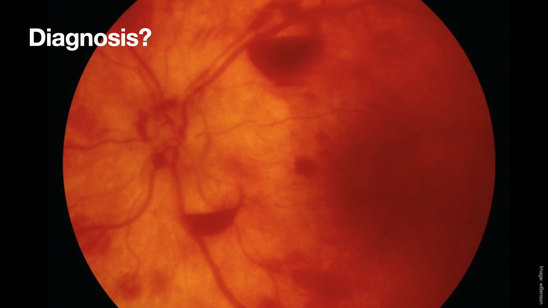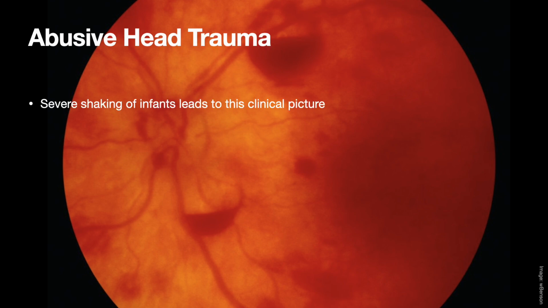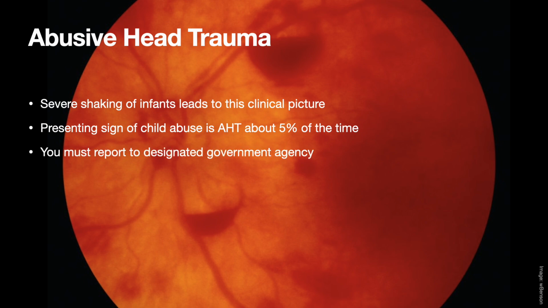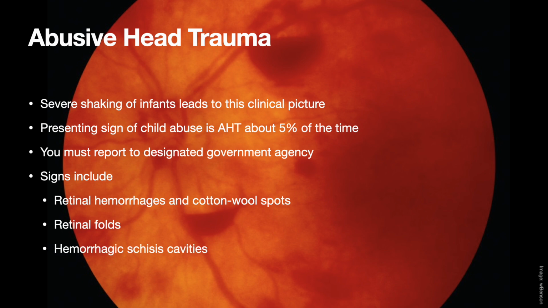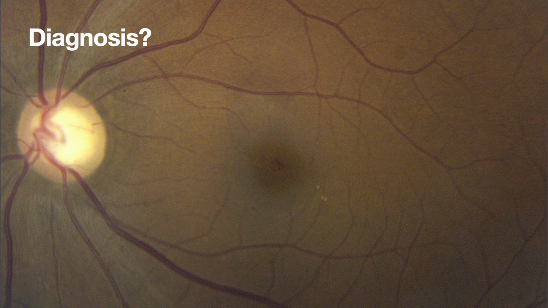Okay, what's your diagnosis here? Yeah. So this is abusive head trauma. Severe shaking of infants leads to this clinical picture. AHT is the presenting sign of child abuse about 5% of the time, so you may be the person who makes the diagnosis, and then you have to report to a government agency. Signs include retinal hemorrhages, cotton wool spots, retinal folds, these hemorrhagic schisis cavities, and pigmentary maculopathy later on.